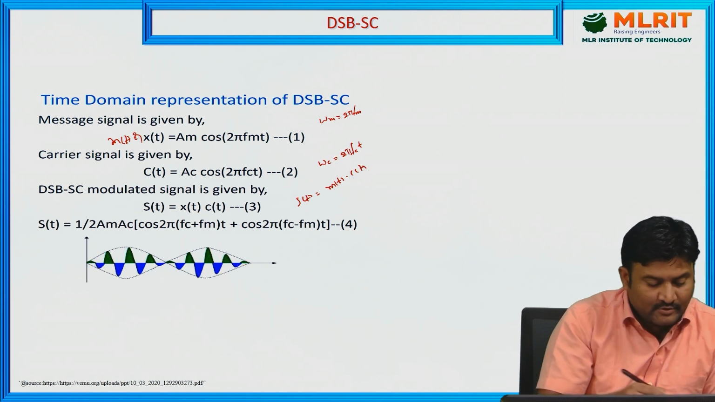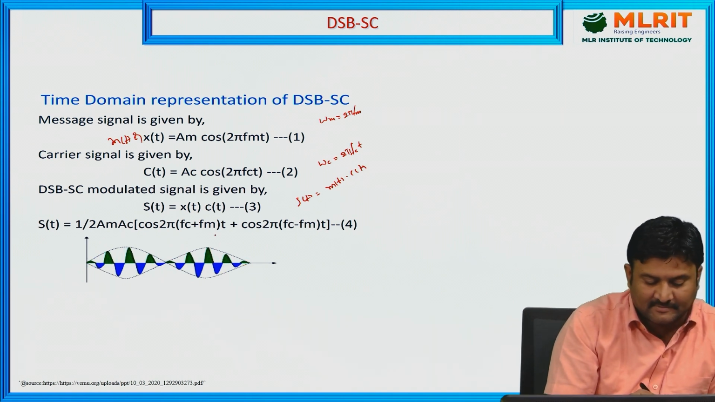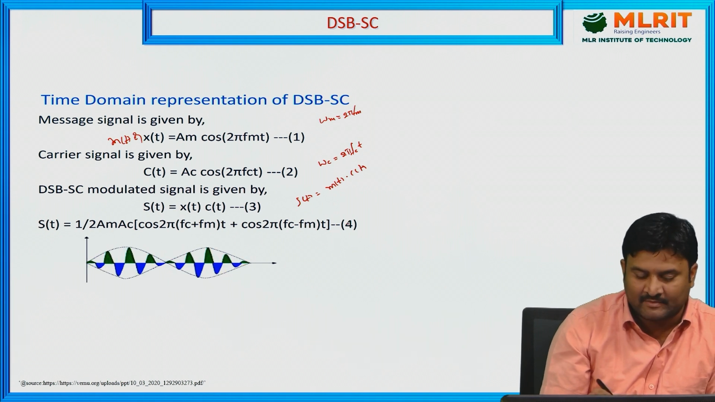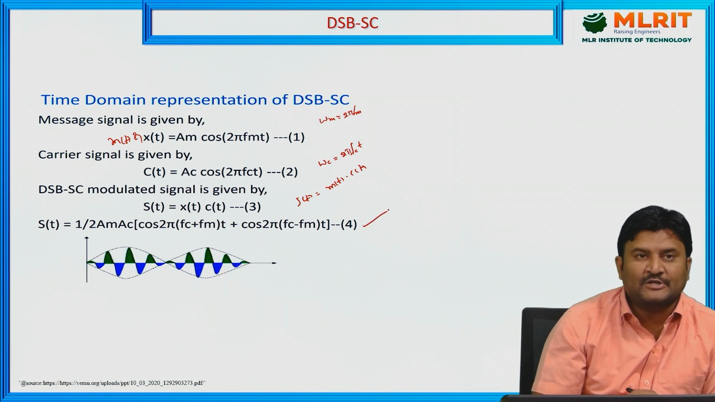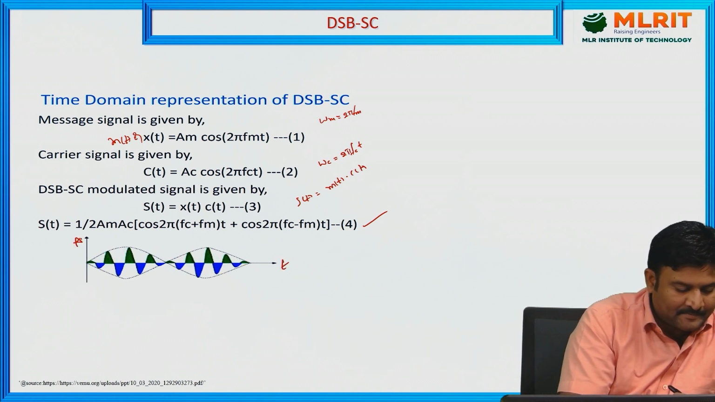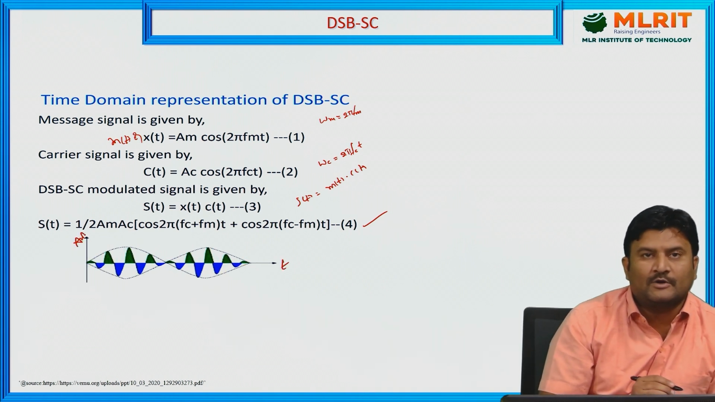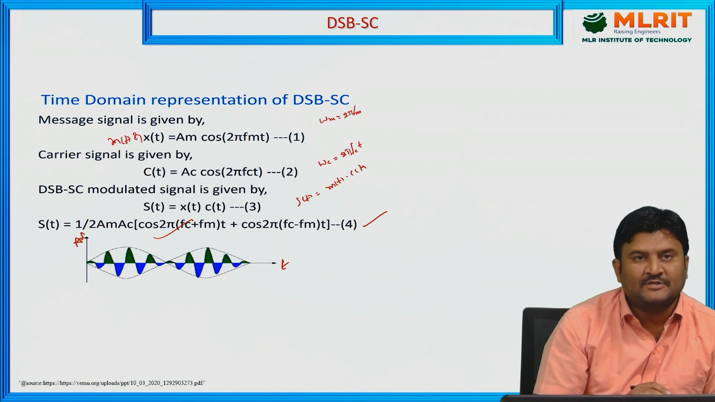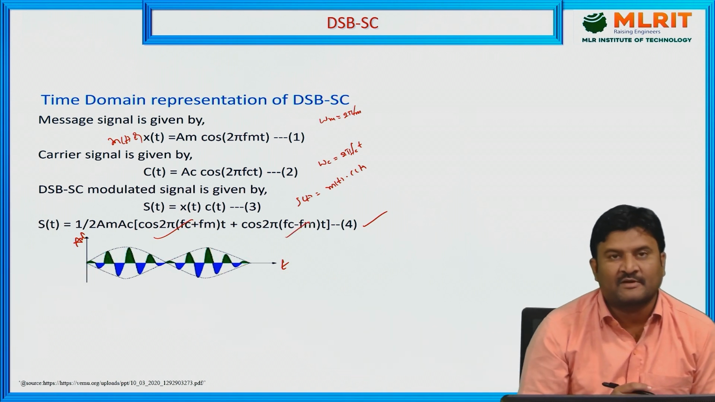Then when you expand it, AmAc by 2 cos 2π(fc plus fm)t plus cos 2π(fc minus fm)t. This is the representation. That means this is the output waveform. Here we get only the upper sideband information fc plus fm and the lower sideband information fc minus fm.